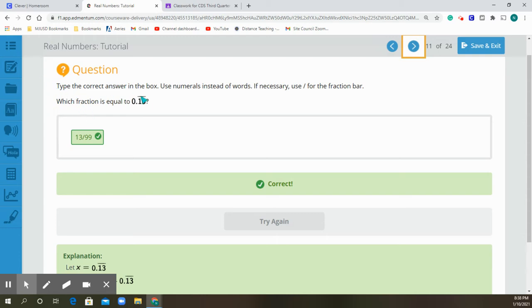Type the correct answer in the box. Use numerals instead of words. If necessary, use a slash mark for a fraction bar. Which fraction is equal to 0.13 repeating? 13 divided by 99.